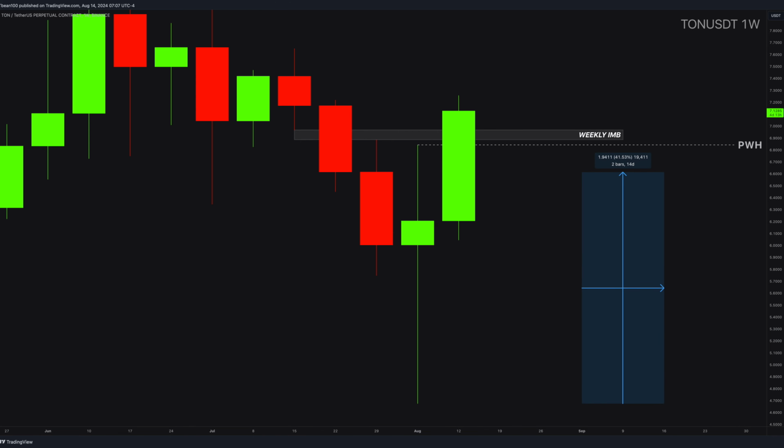I want you to notice this. Weekly rally here, a 40% rally. You need to see this. This coin was in a rally way before hunting the previous week high or weekly imbalance. This is not a new rally.